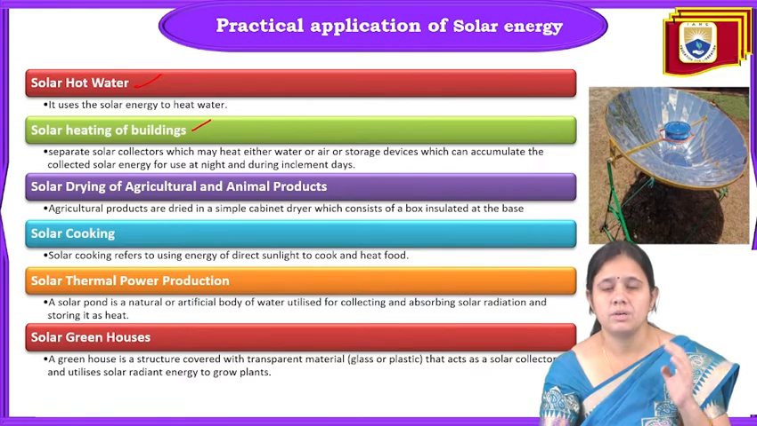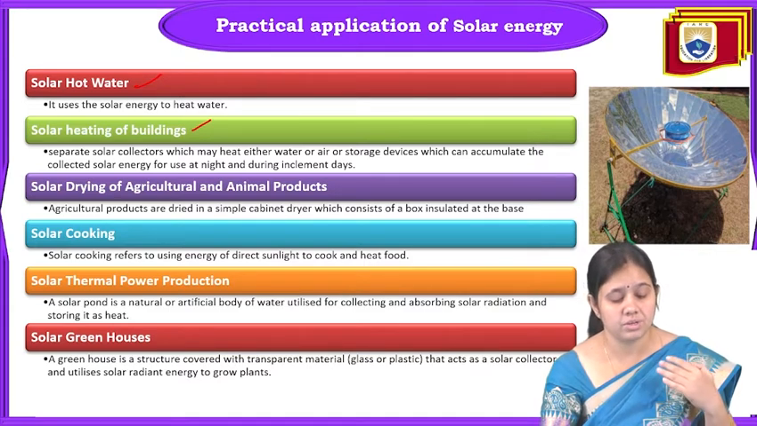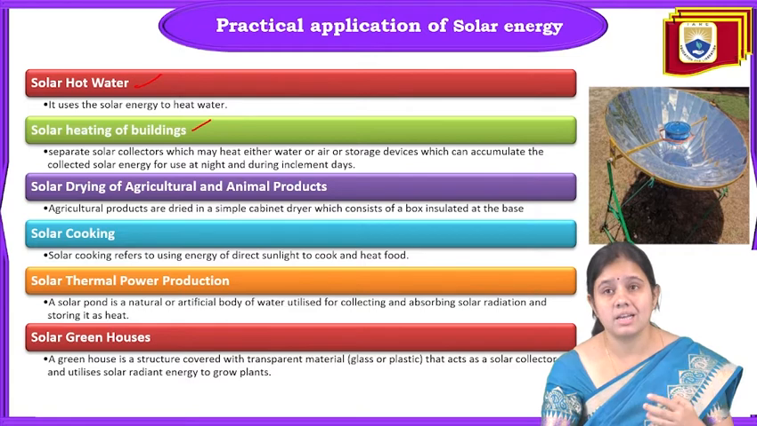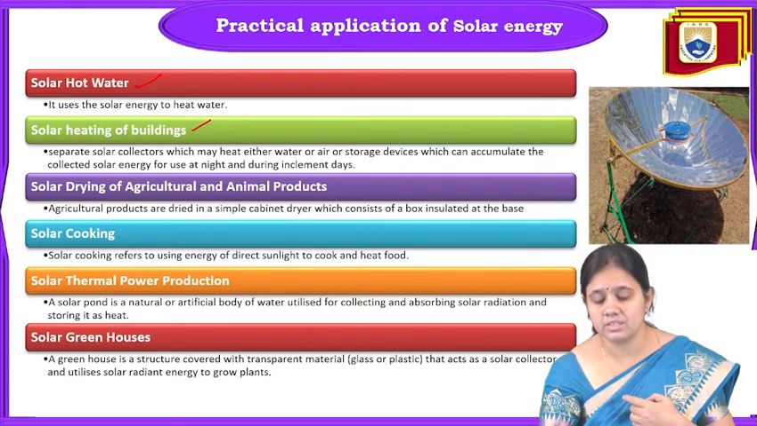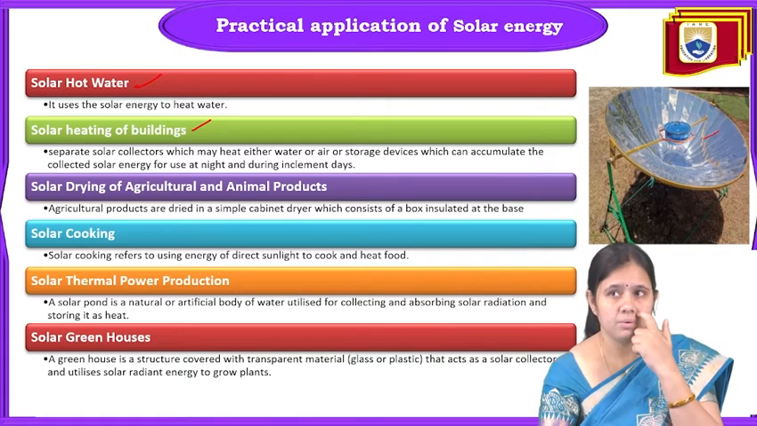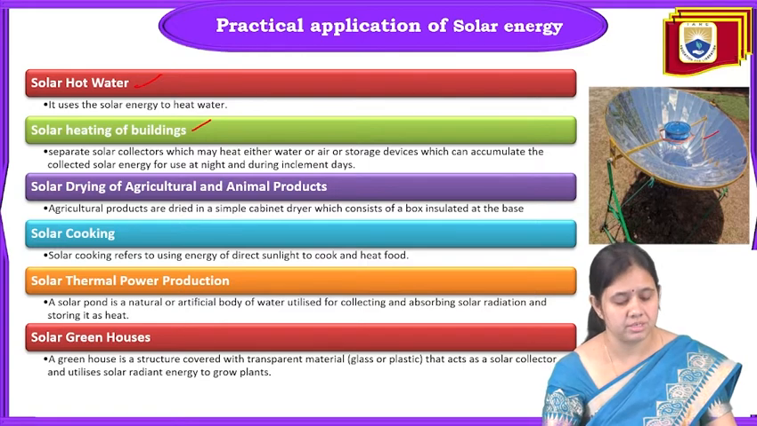And now comes solar cooking. Solar cooking is nothing but the use of solar energy for cooking food. So it is using direct sunlight to cook and heat food. Like you can see in the picture. This picture is also all about solar cooking, how solar energy is utilized for cooking purposes.